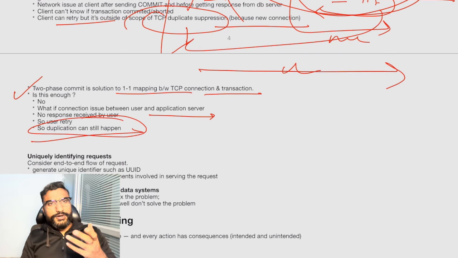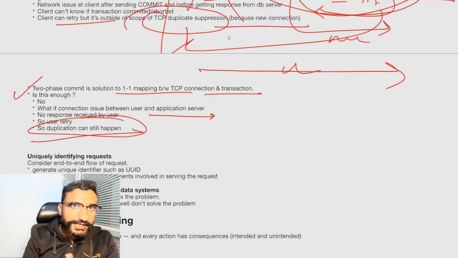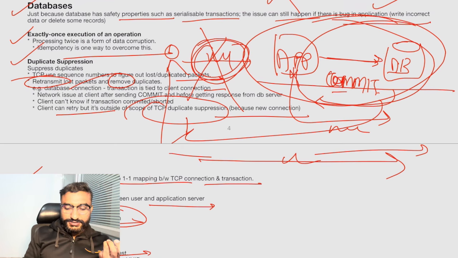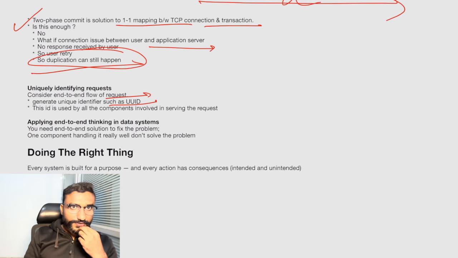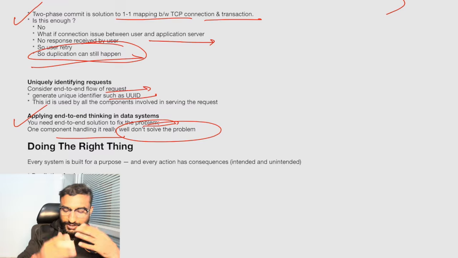So what you have to ensure is that if you have multiple components or multiple actors in your data system, then you have to ensure that this handling is placed at each and every architecture or component level. So you have to consider the end-to-end flow of the request. Let's say you generate unique identifiers such as UUID, which is sent across the components, and then it is used to figure out if the data was already processed or not. Great. We have to apply end-to-end thinking in the database system. So you need an end-to-end solution to fix the problem. One component handling it really well doesn't solve the problem. So that's the idea of it.